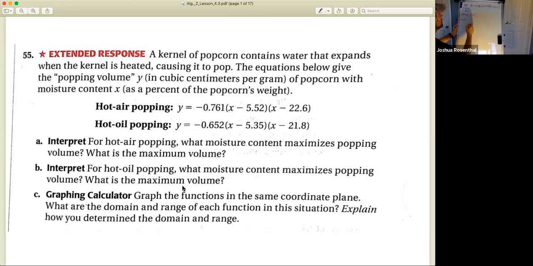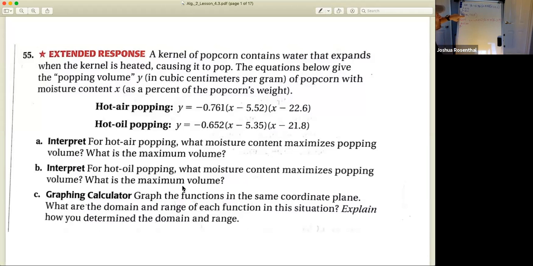Okay, and then this one is negative 0.652, x minus 5.35, x minus 2.18. And we're going to get our answer now. So P here is 5.35, which is lower. And then Q is 21.8, which is higher. So it looks like these numbers are lower. That's going to give us a lower number here.